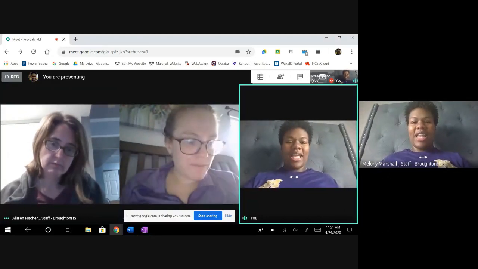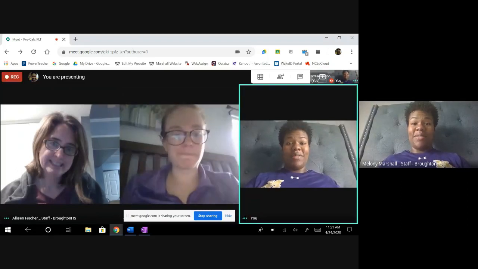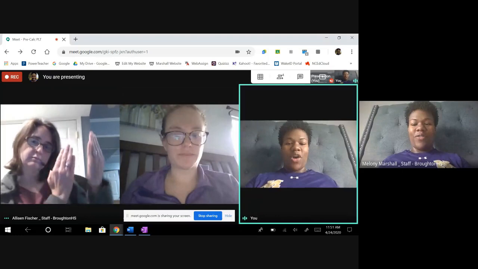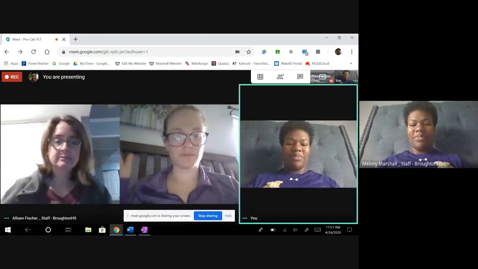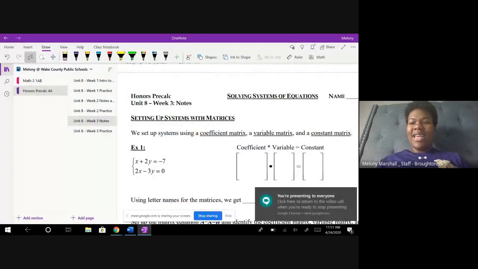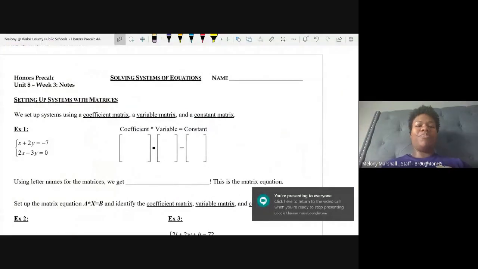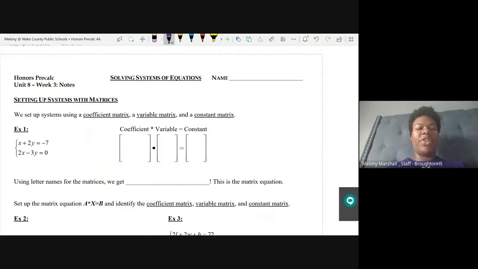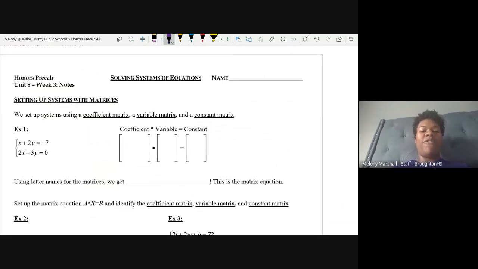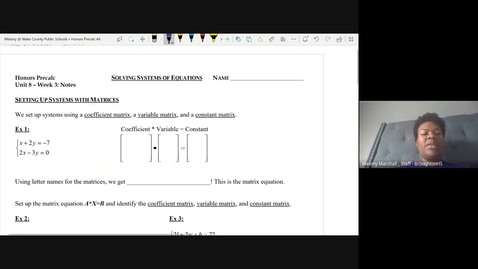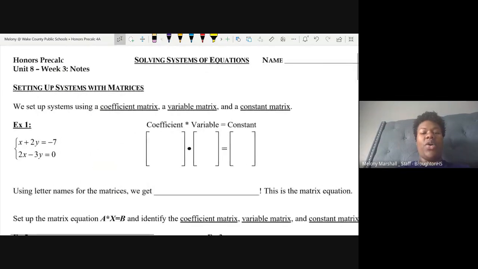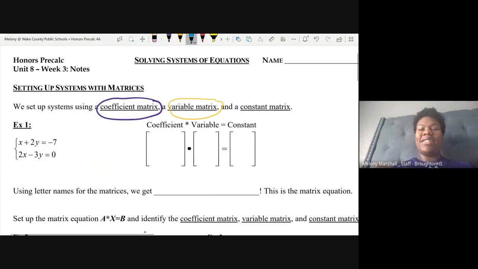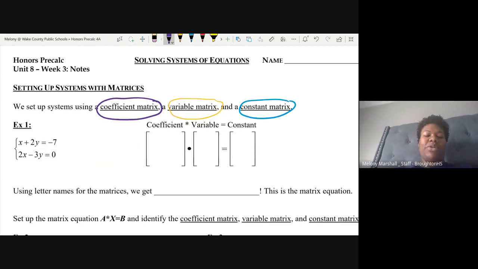And it is dealing with solving systems with matrices. So let's solve. Gonna go ahead and flip over to my paper. All right, here we go. So this is week number 3, and we are setting up systems first. To set up a system, you are going to have three things: a coefficient matrix, a variable matrix, and a constant matrix. It's super simple to set it up. It's real easy. Let's just make it as simple as possible.